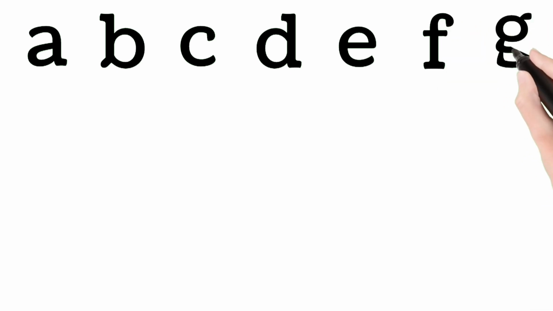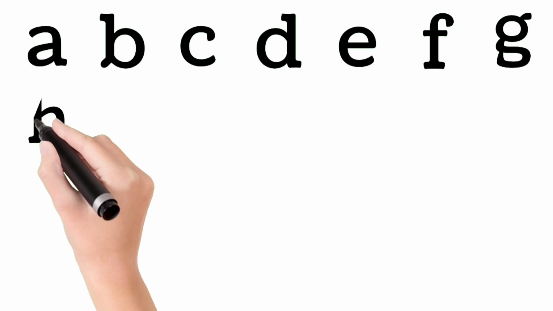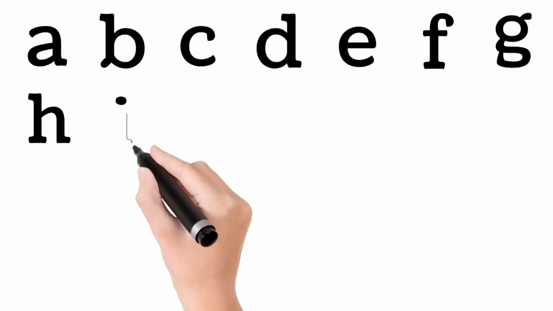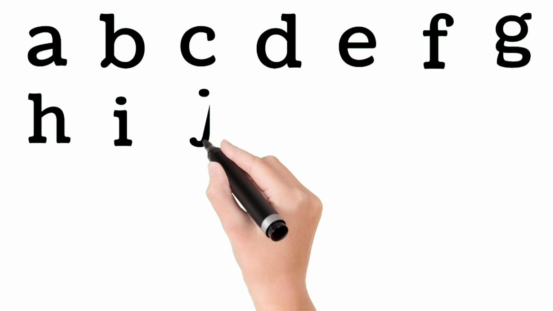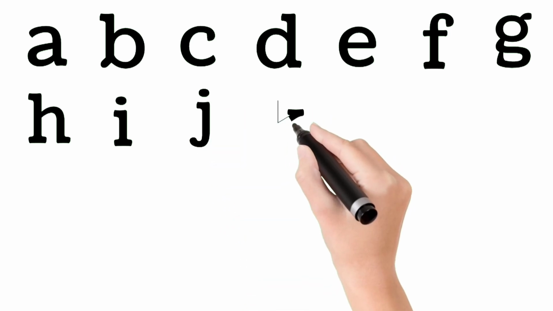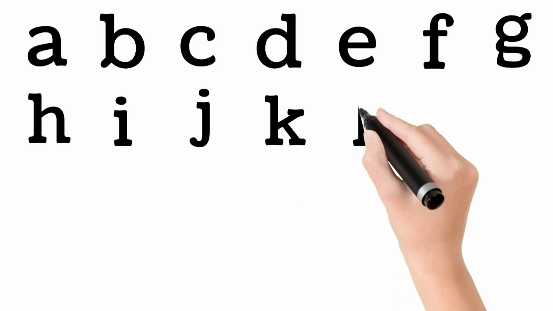F for fish. G for grapes. H for hen. I for ink. J for jug.